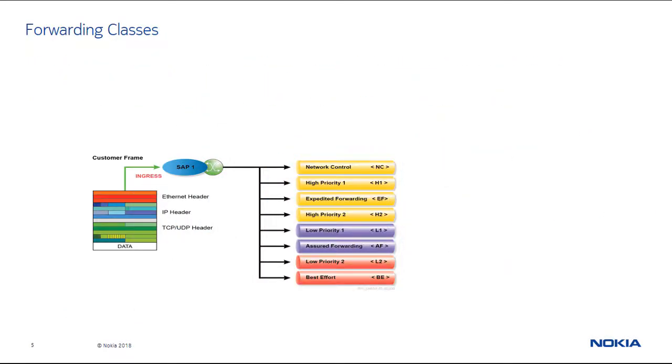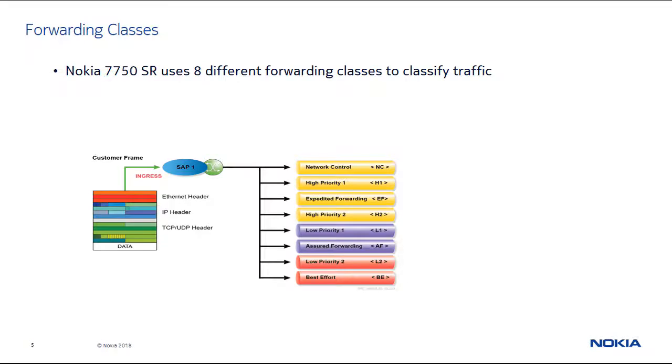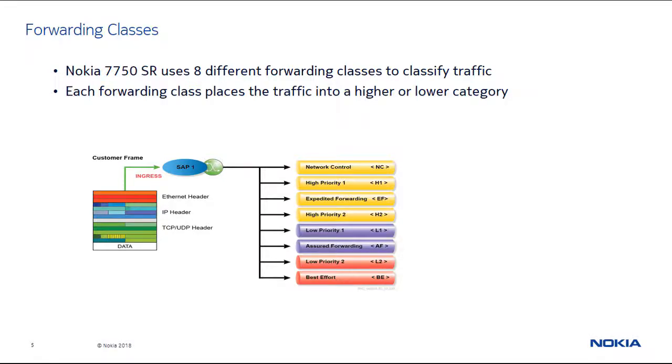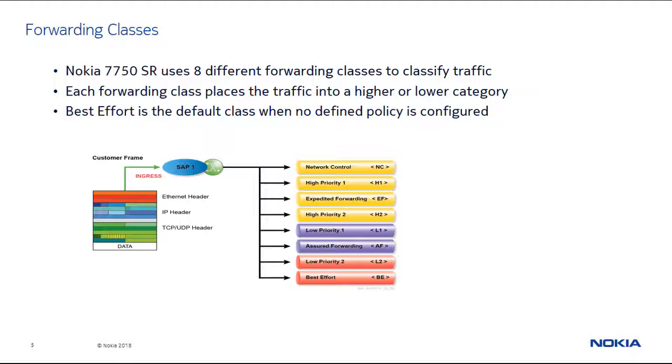Okay, let's discuss forwarding classes. The Nokia 7750 Service Router uses 8 forwarding classes to classify traffic. Traffic assigned to each forwarding class will receive individual treatment because each forwarding class is configured to use specific resources on the Nokia 7750 Service Router. Different traffic types can be mapped to the same forwarding class if required. When no SAP Ingress policy is manually configured, the default SAP policy is used, which classifies all traffic into the forwarding class of BE or best effort.